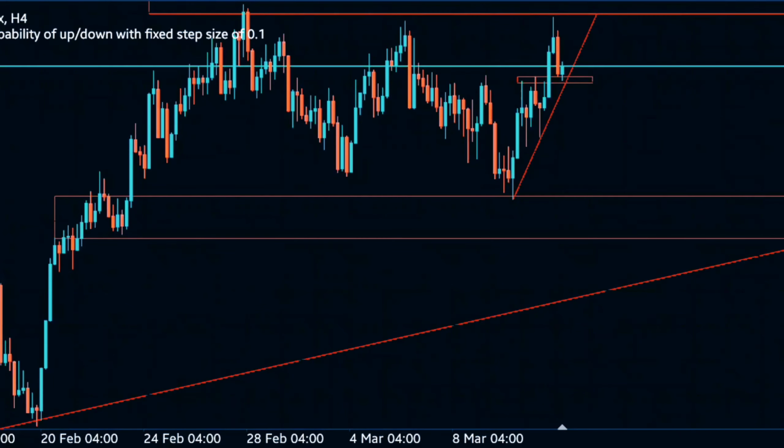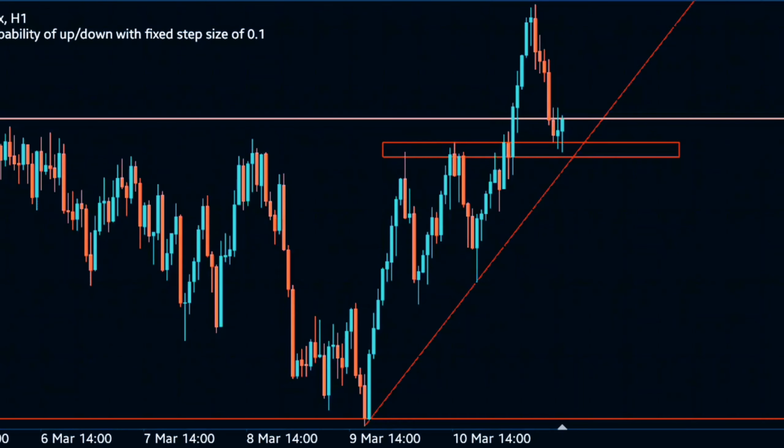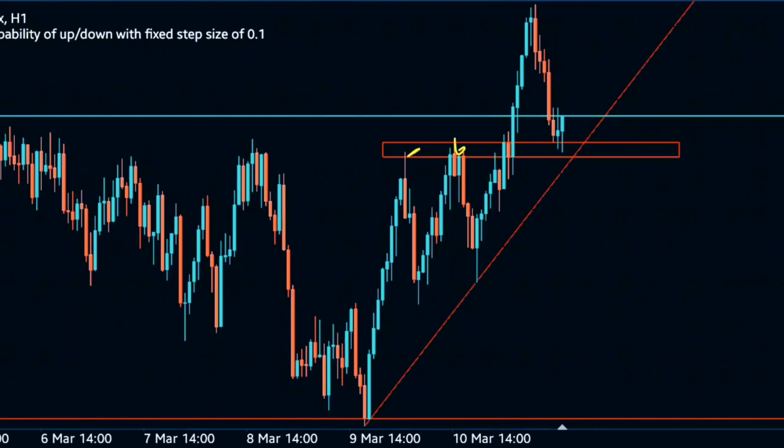So on the 1 hour, let's go to the 1 hour. On the 1 hour, obviously it's bullish. Price broke above these areas. Price broke above, so we should not forget that.